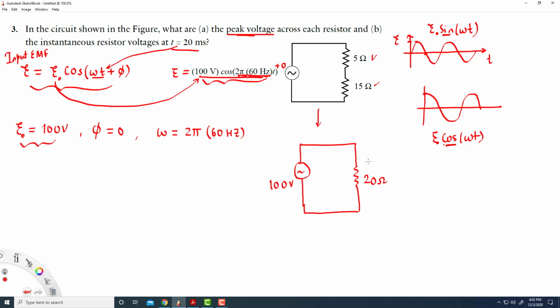So this one has 100 volts potential difference, and we can find the current going through this resistor by using Ohm's law. So I is delta V over R. So delta V is 100 volts, and R is 20 ohms. So that gives us the current of 5 amperes. So there is 5 amperes current flowing in this circuit.